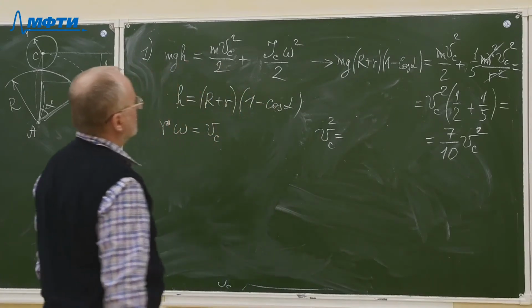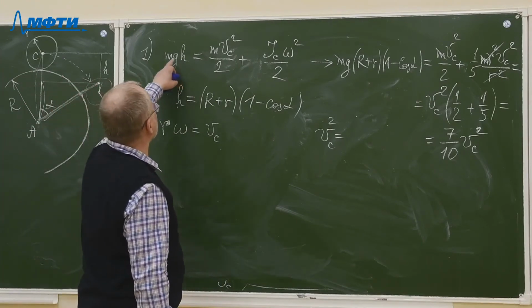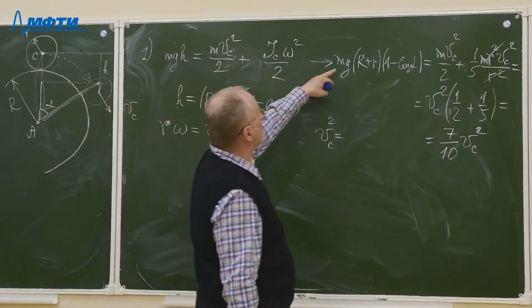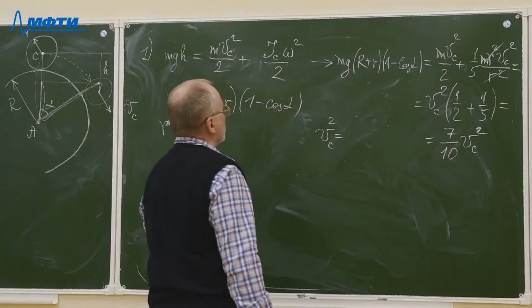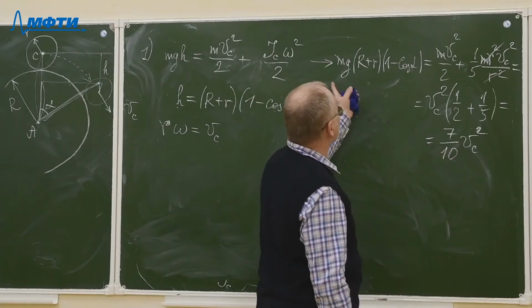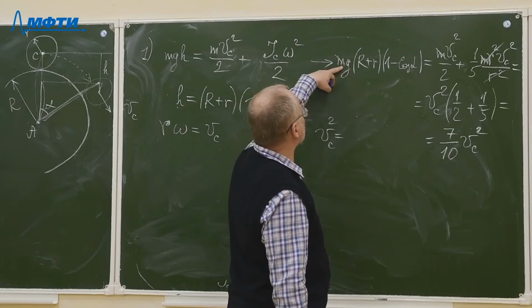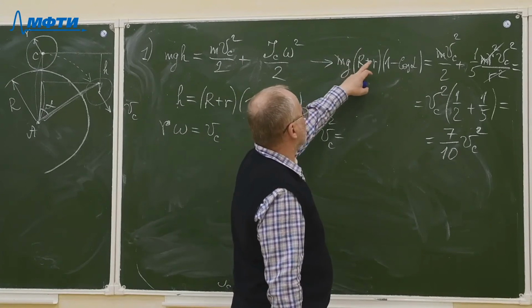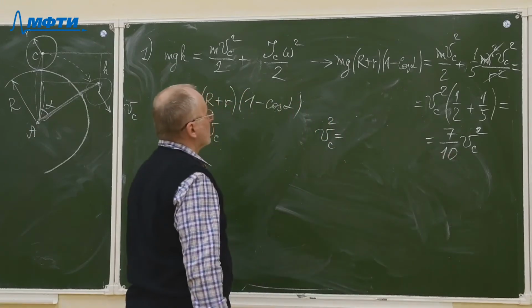Something's lost here, don't you see? H is here, mg, G is here, R is here. Oh, that's okay. It seemed to me, for the moment, that the units of measurement are broken, but no, everything is okay. G is meters per second squared times meters, that is exactly the velocity squared. So everything is okay here.